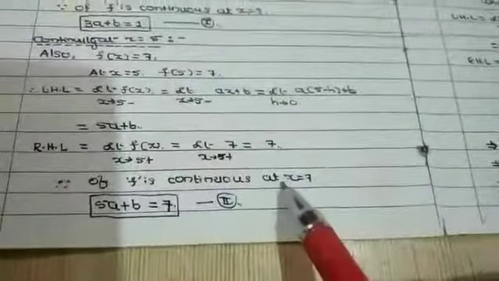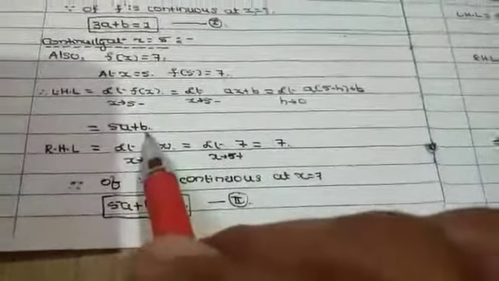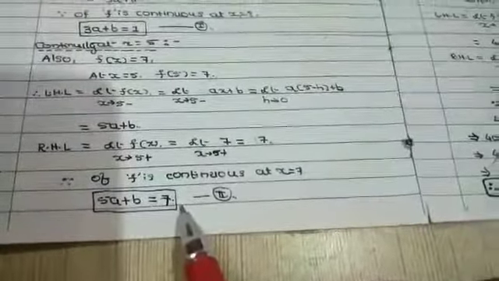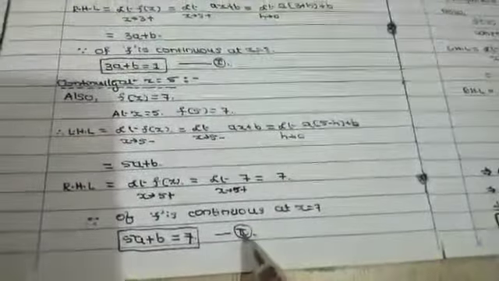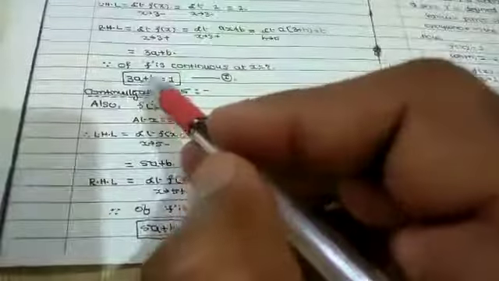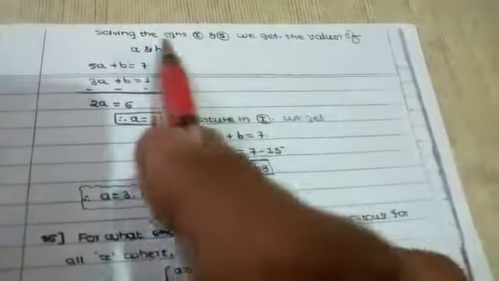Given that the function is continuous at the point x equals 5, what does it imply? All three must be equal, so 5a plus b equals 7. So we get another equation. The first one, continuity at the point x equals 3, gives equation number 1. Continuity at the point x equals 5 gives equation number 2. By solving these two equations we get the unknown quantities a and b.